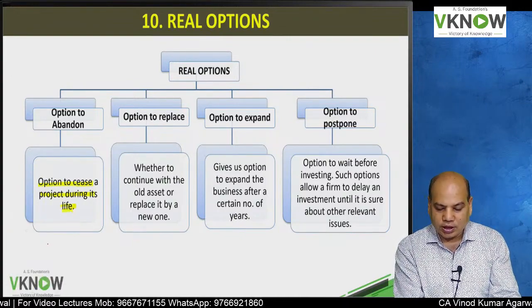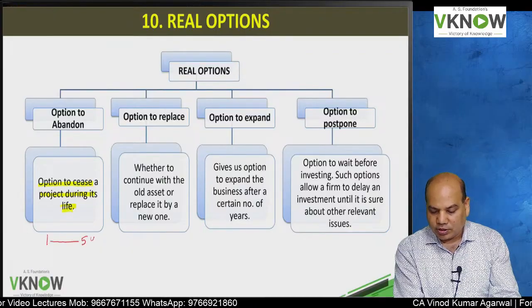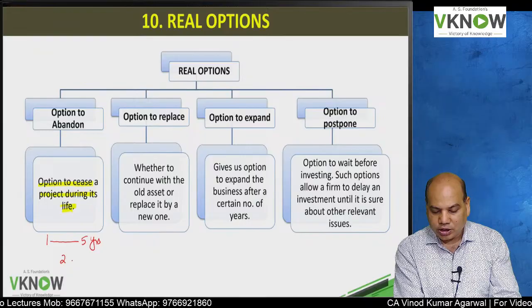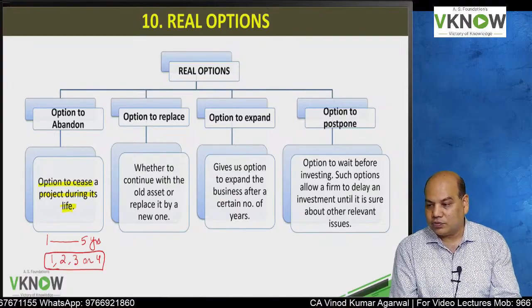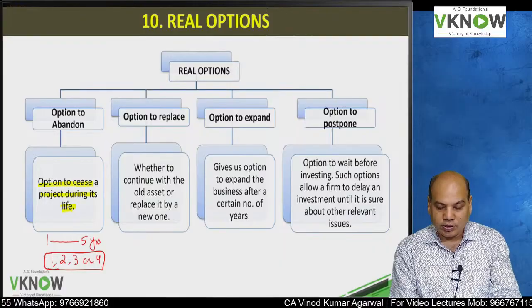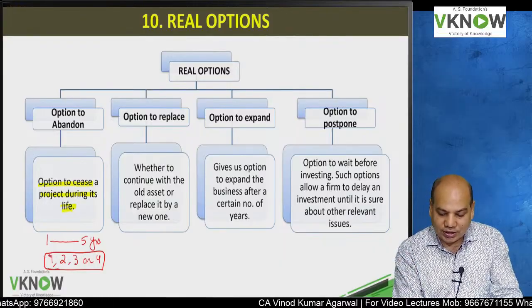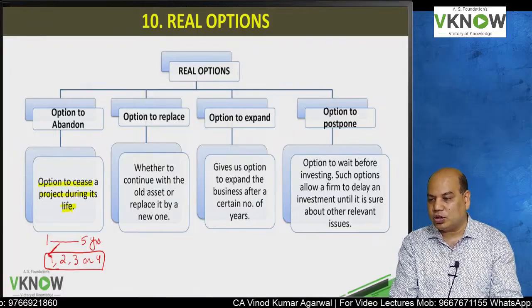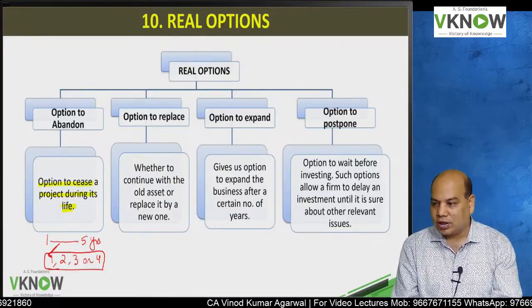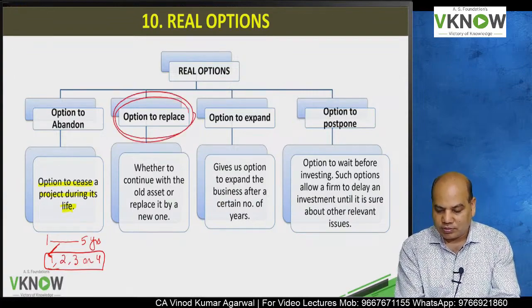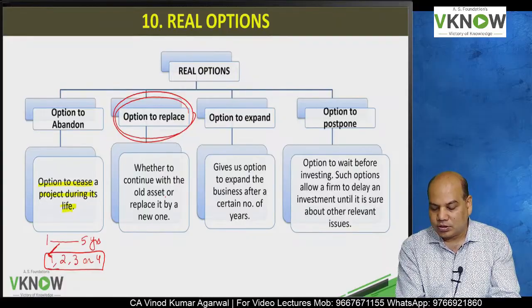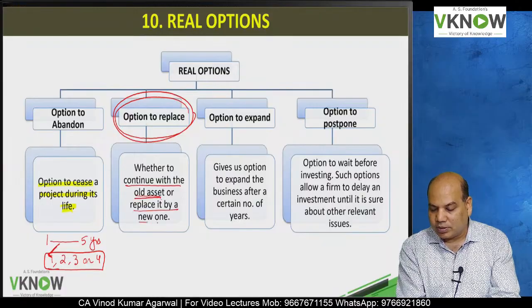We'll discuss in detail as we'll go ahead. Life of the project is 5 years, but you can terminate it after year 1 or 2 or 3 or 4. That option may be there, that in case if you don't want to continue, you can terminate it. So we'll have to learn how to take decision whether to abandon the project or not. Second is option to replace. This probably you have studied in capital budgeting chapter. Option to replace means whether we should continue with the old asset or replace it by a new one.